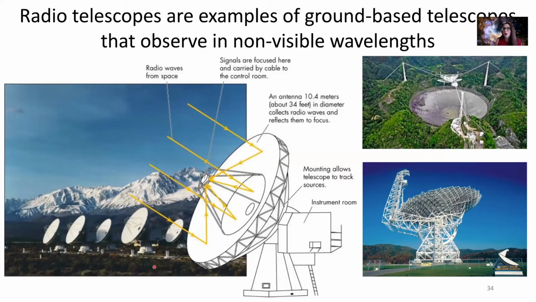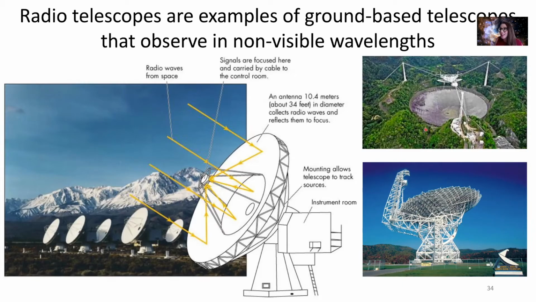Radio telescopes are examples of ground-based telescopes that observe in non-visible wavelengths. They're observing in the radio wave part of the electromagnetic spectrum, which is the part of the electromagnetic spectrum with the longest wavelengths of light. So these are radio telescopes. They don't have mirrors. They don't have lenses. They're satellite dishes. They're these giant dishes. They do focus the incoming radio wave to a point like our mirror telescopes are doing.